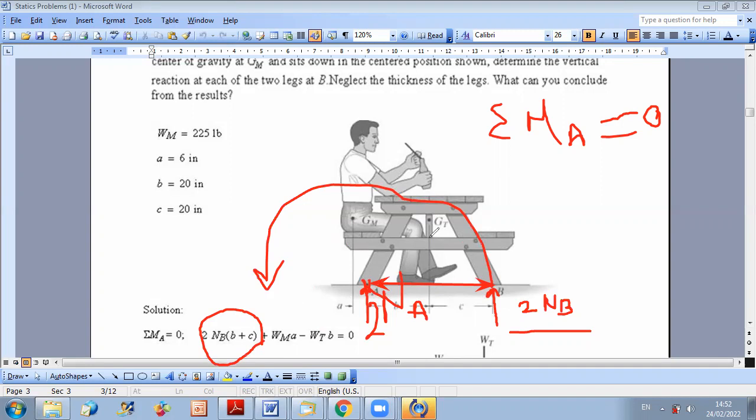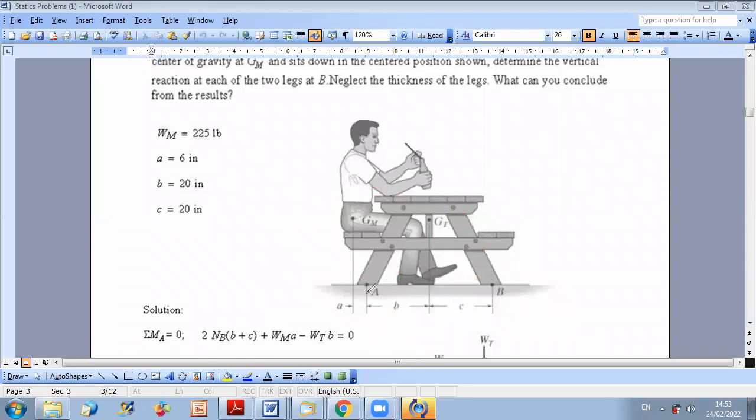Now, what about the other forces? We still have the weight of the man and the weight of the table. The weight of the table also tends to rotate about A in the opposite direction, which is the clockwise direction. So it produces a negative moment about A. And what is the distance between the weight and point A? If you look at your figure and draw the perpendicular from A to the line of action of the weight, it is equal to B. So it's a negative moment equal to minus W table times B, equals 0.